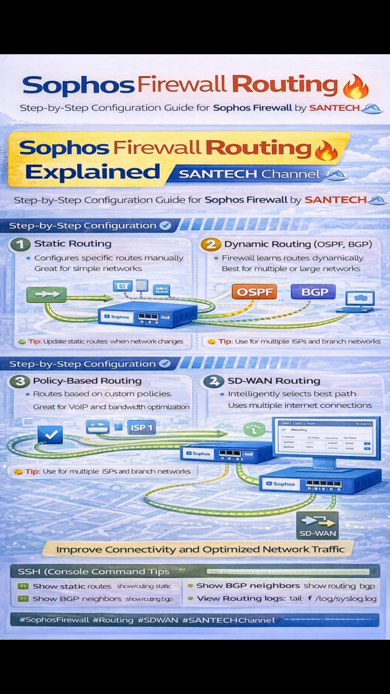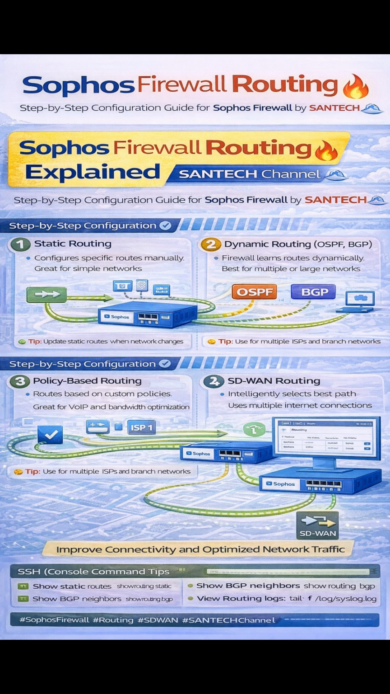Let's start with static routing. Static routes are manually configured routes that tell the firewall exactly where to send traffic. For example, if you have multiple internal networks or branch offices, you can create static routes so the firewall knows where to send the packets. Static routing is simple, stable, and easy to configure. However, if your network changes frequently, managing static routes can become difficult.